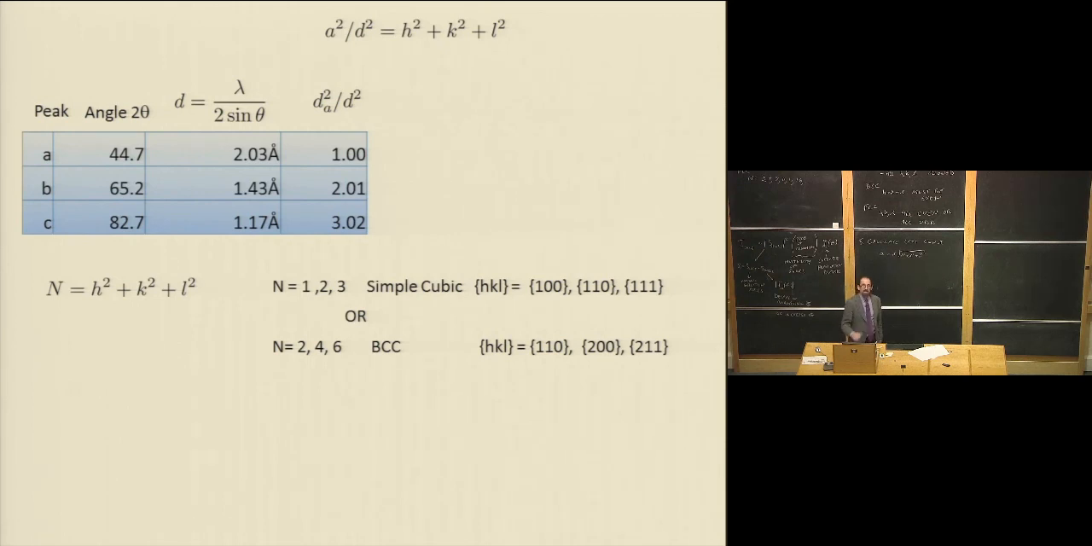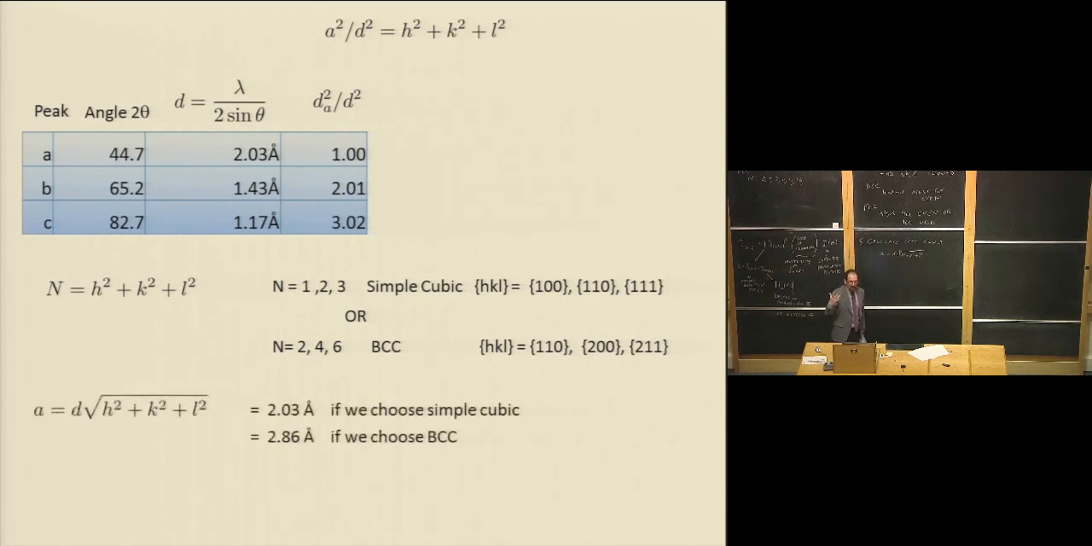So what do we do? Well, there are a couple of approaches we could take. One approach is that we could try calculating the lattice constant, a. We could assume simple cubic and calculate the lattice constant, and we would get d times the square root of h squared plus k squared plus l squared, which gives us 2.03 angstroms. If we did the same thing for BCC, we'd get something that's square root of 2 bigger because we're multiplying all the n's by 2. So the thing inside the square root is multiplied by 2 overall. So instead of getting 2.03, we get 2.86.